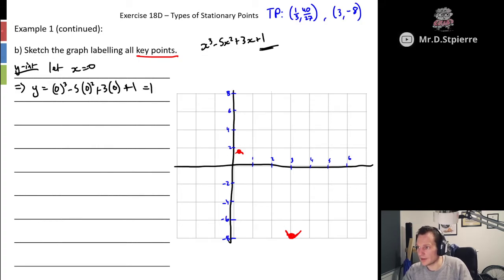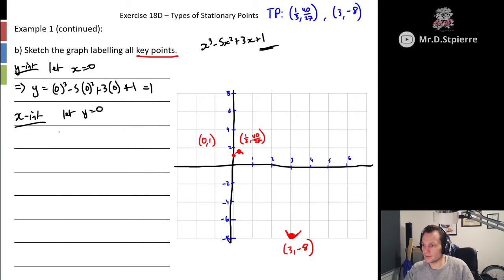So we can add that in. We got a key point there. So that was 0, 1 there. That key point is 1/3, 40 over 27. Down here we have 3, -8. Now we need to find our x-intercepts. So for the x-intercept, we of course let y equal to 0. So we get 0 is equal to x cubed minus 5x squared plus 3x plus 1.